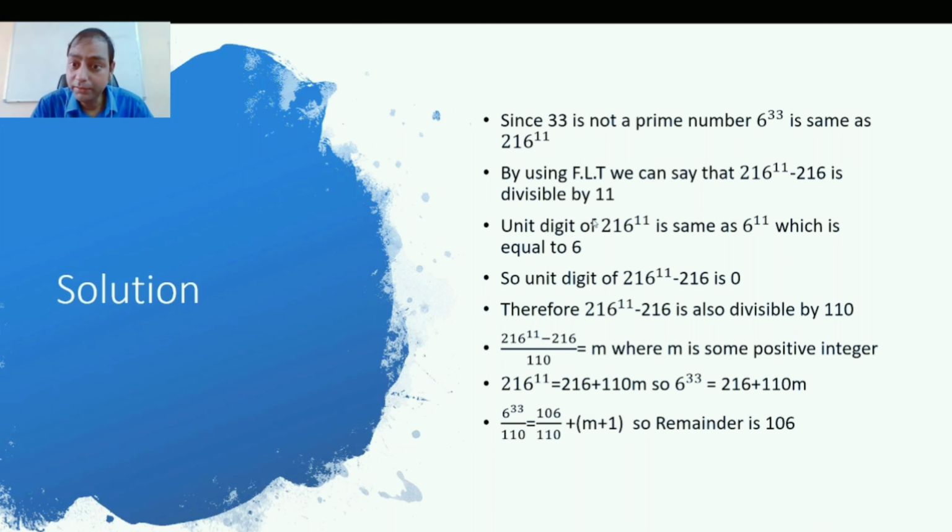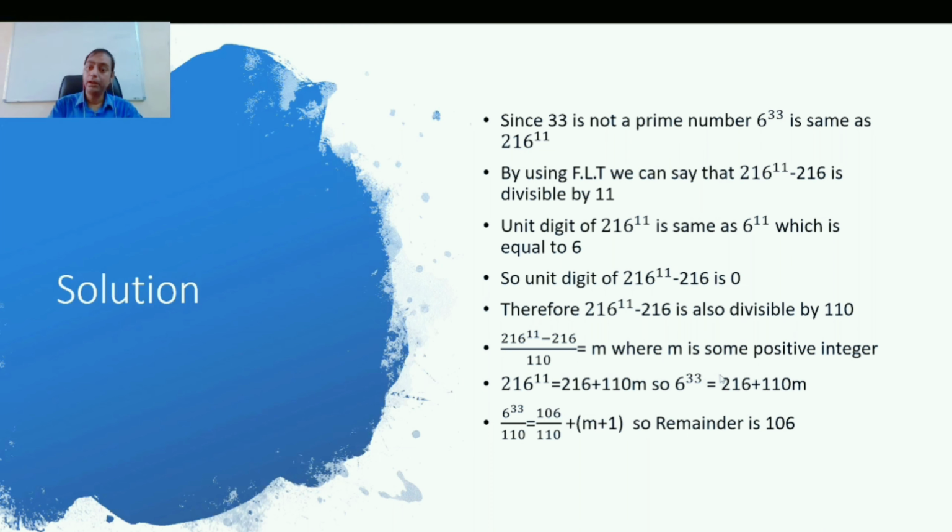So, what about the unit digit of 216 raised to 11? It is the same as 6 raised to 11, which is equal to 6. So the unit digit of 216 raised to 11 minus 216 is equal to 0. Therefore, 216 raised to 11 minus 216 is also divisible by 110. So (216 raised to 11 minus 216) divided by 110 is equal to m, where m is some positive integer. Therefore, 216 raised to 11, which is the same as 6 raised to 33, is equal to 216 plus 110m.